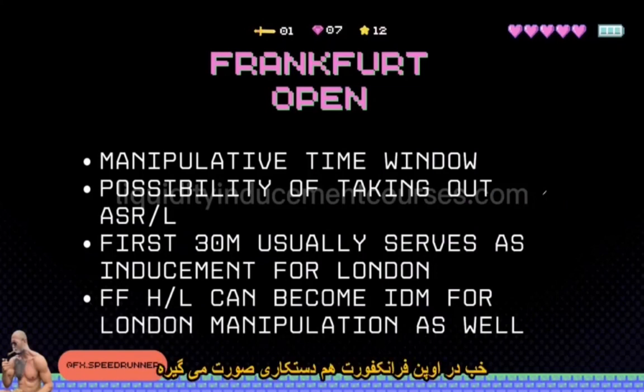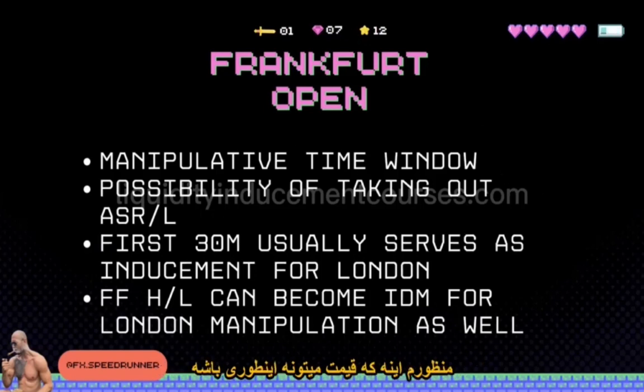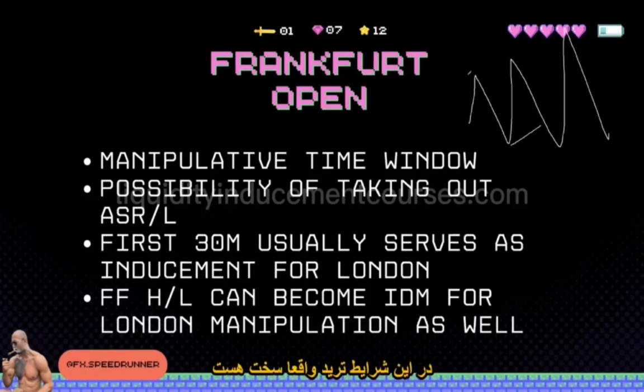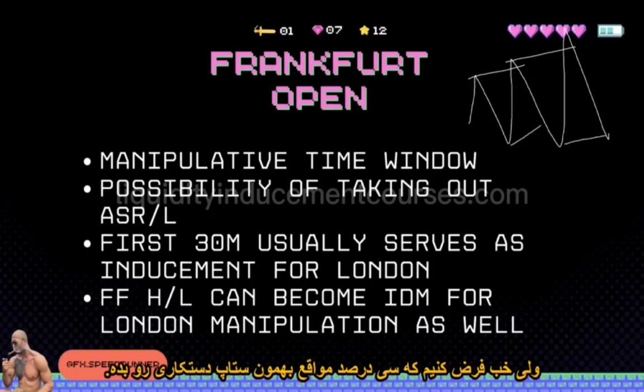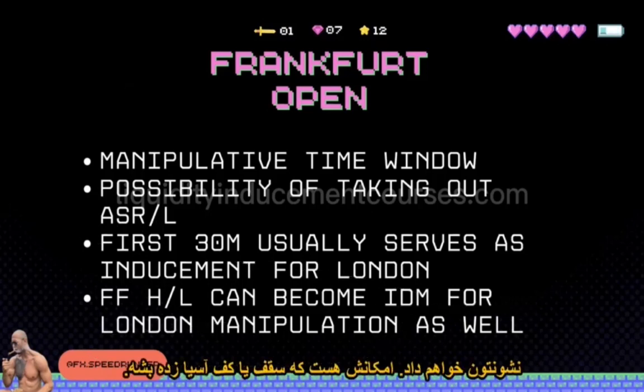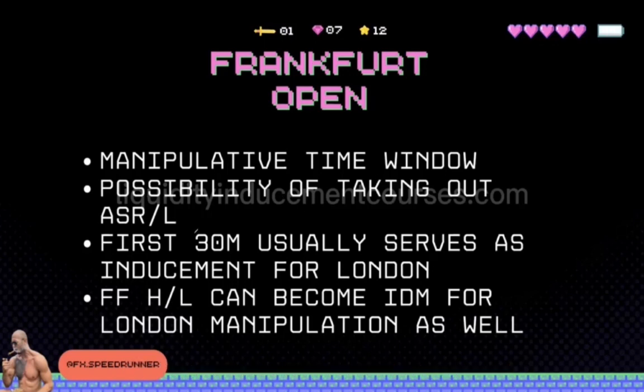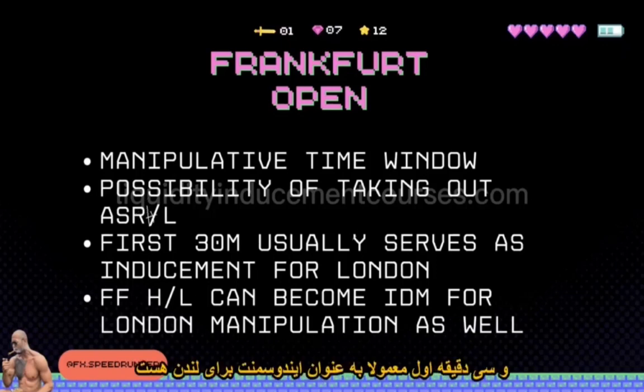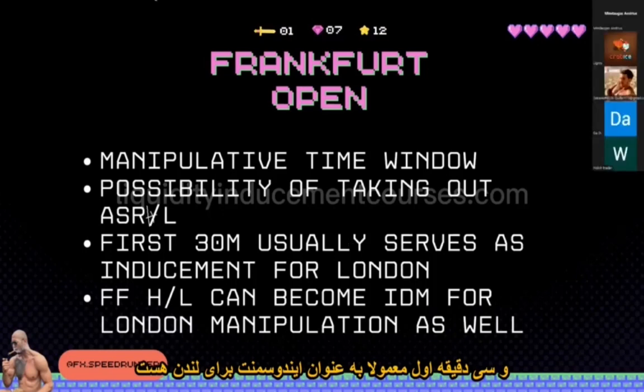Okay, so Frankfurt Open is a manipulative time window. What does it mean? It means that price can just do this, you know, and it's really hard to trade. But let's say 30% of the time it will offer us a manipulation setup. There's a possibility of taking out Asian range high or low. Oh, there should be a high here. And the first 30 minutes usually serves as an inducement for London.